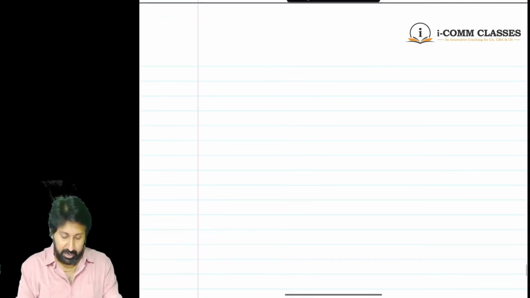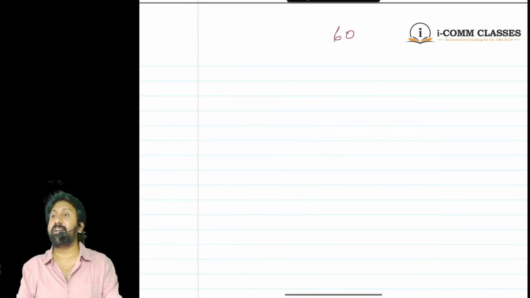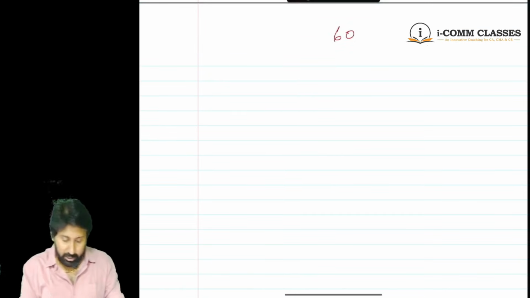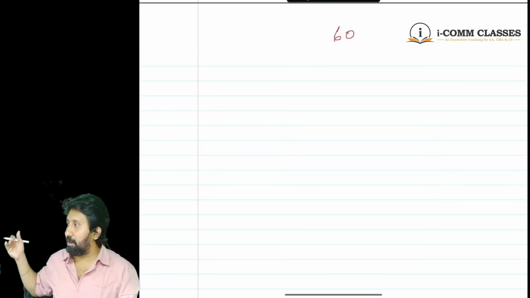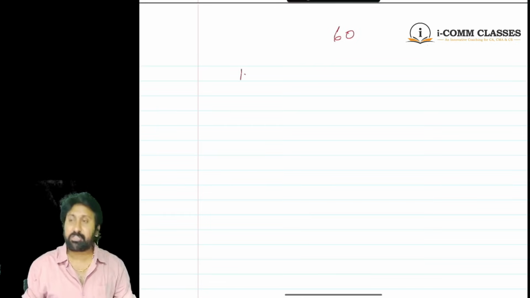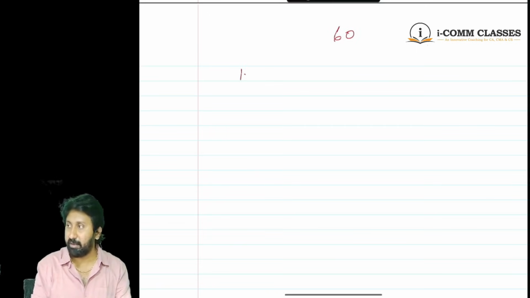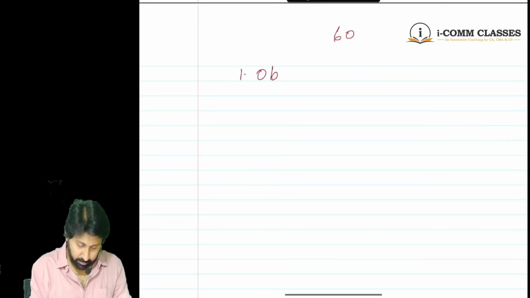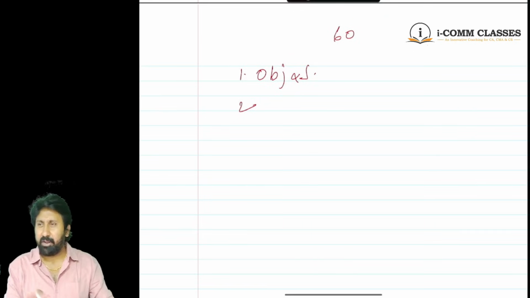Here, in that 60 marks, how will they divide? That's the next question. You tell the names of all the chapters now. I will tell. First, to know your syllabus. That's the motive of today's class. Tell me. Scope of financial management. I'm writing the summary only. Okay. Next.